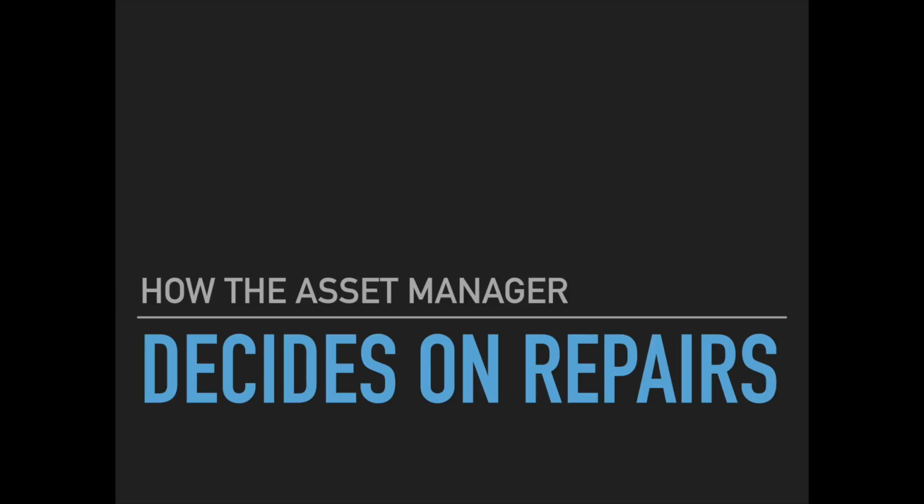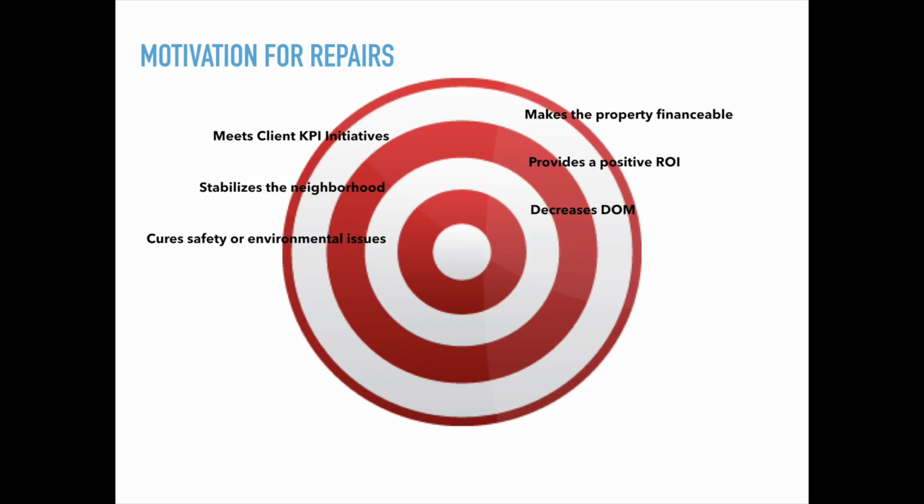All right. So the question is, how does the asset manager decide what repairs they're going to make? And we've talked about this. We look at it and we say, okay, what does the property need, right? The asset manager is going to look at the pictures and say, what does the property need? But here are some of the motivations for making repairs.